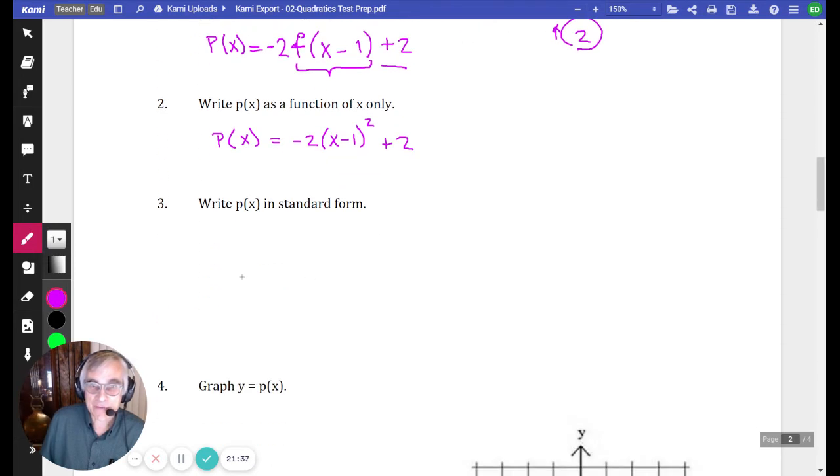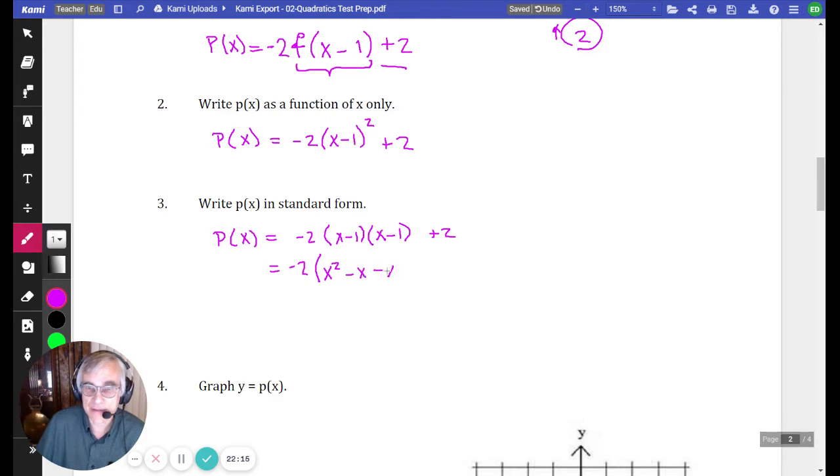To put p of x into standard form, we essentially need to multiply it all out. Again, we'll use p of x equals, and we'll explicitly say we're multiplying x minus 1 times x minus 1. That's what squaring means, and we're going to add 2 after all that's said and done. So -2 times, I'm going to put a big set of parentheses here. So x minus 1 times x minus 1, if we multiply the first terms, we're going to get x squared. The inner pair and the outer pair are going to be -x and -x. And then the last terms multiplied together will give us +1.